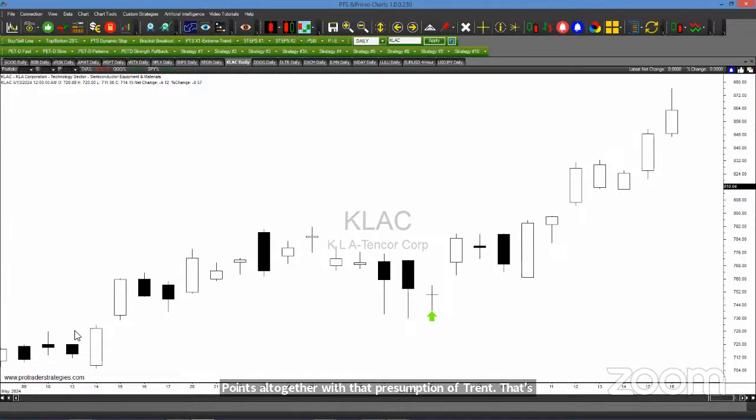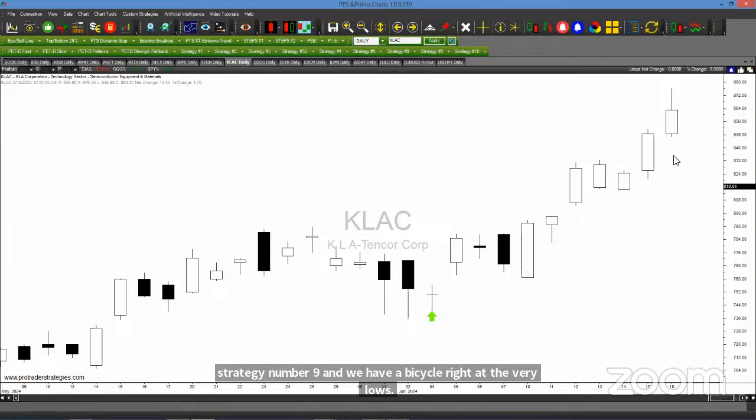Let's look at KLAC, all right? Same process applies. Phase 1, the uptrend. Phase 2, the moderate pullback. Phase 3, we click on, or I should say the middle of phase 2, we click on strategy number 9, and we have a buy signal right at the very lows. And phase 3, the resumption of trend. You could have potentially captured over 125 points in the next 2 weeks. Most of these all happened within the last 2 to 3 weeks, okay?